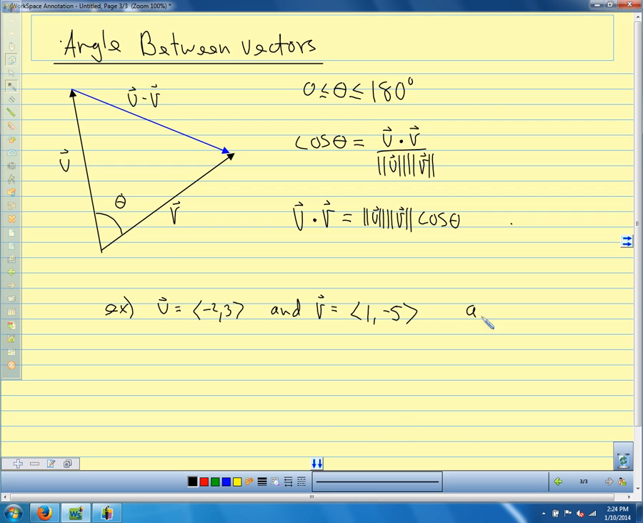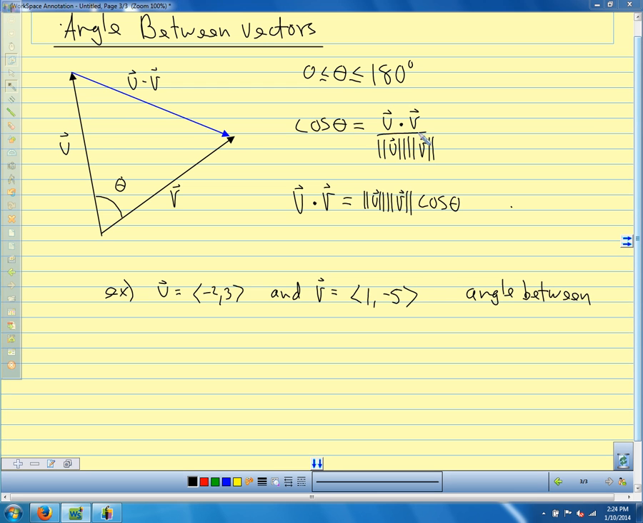So we want the angle between these vectors. Well, I'm going to use this formula, so I need to find U dot V and the magnitude of U and the magnitude of V. So U dot V, what is U dot V going to be here?